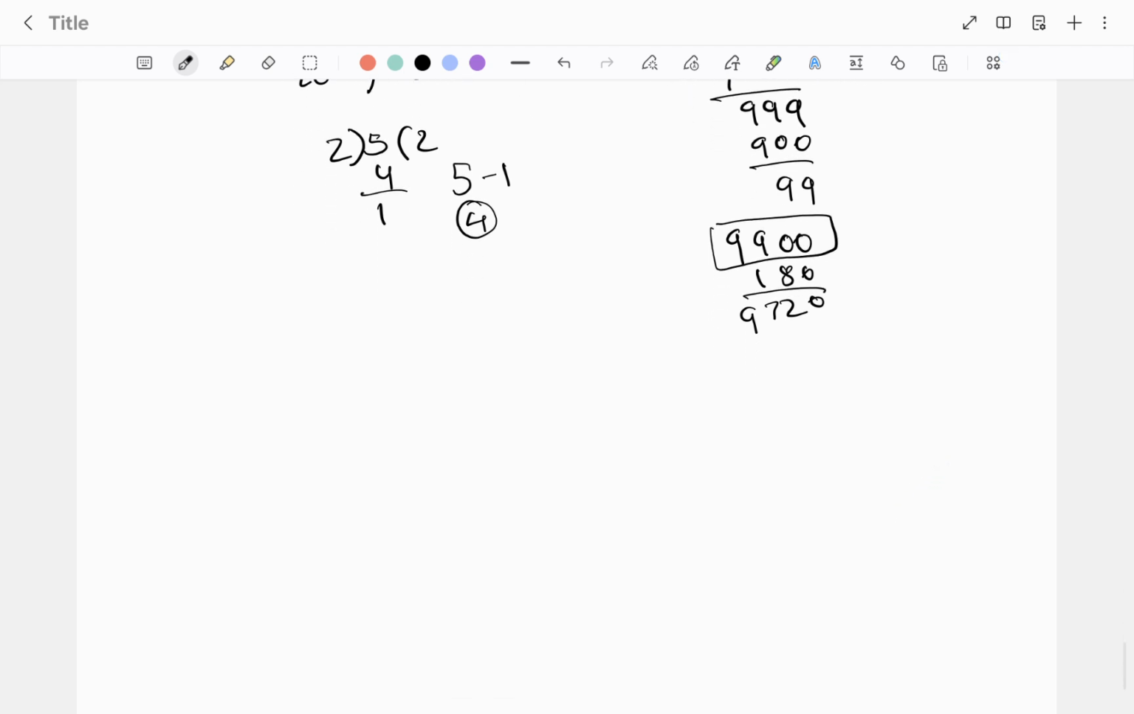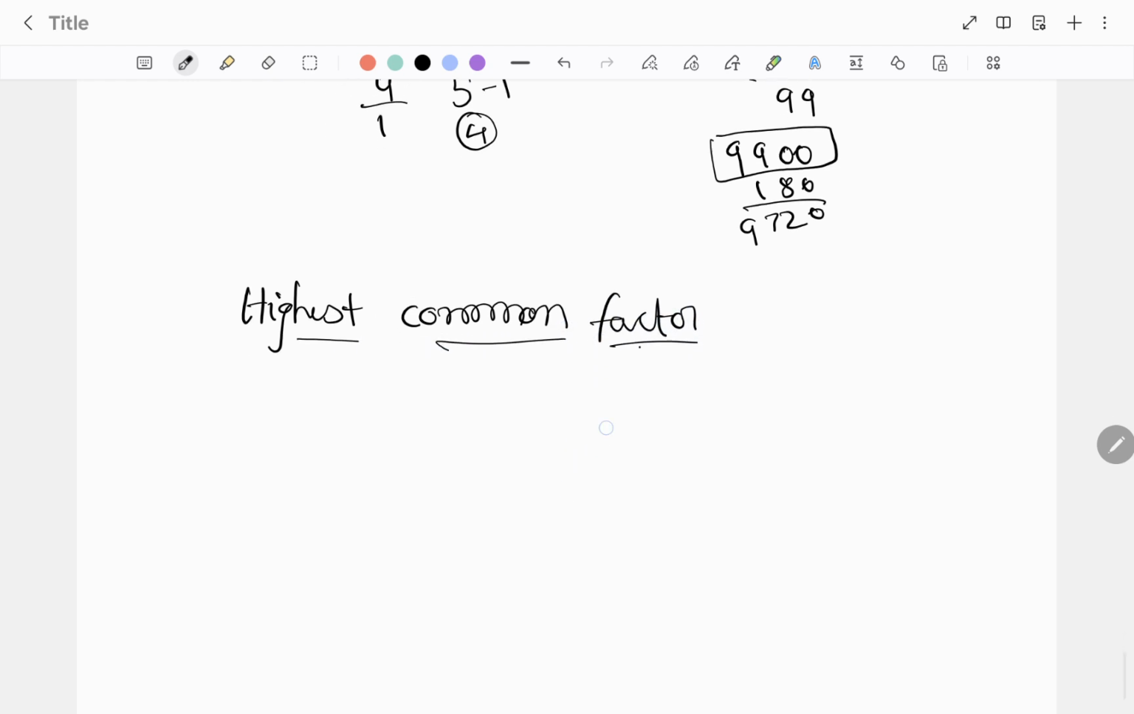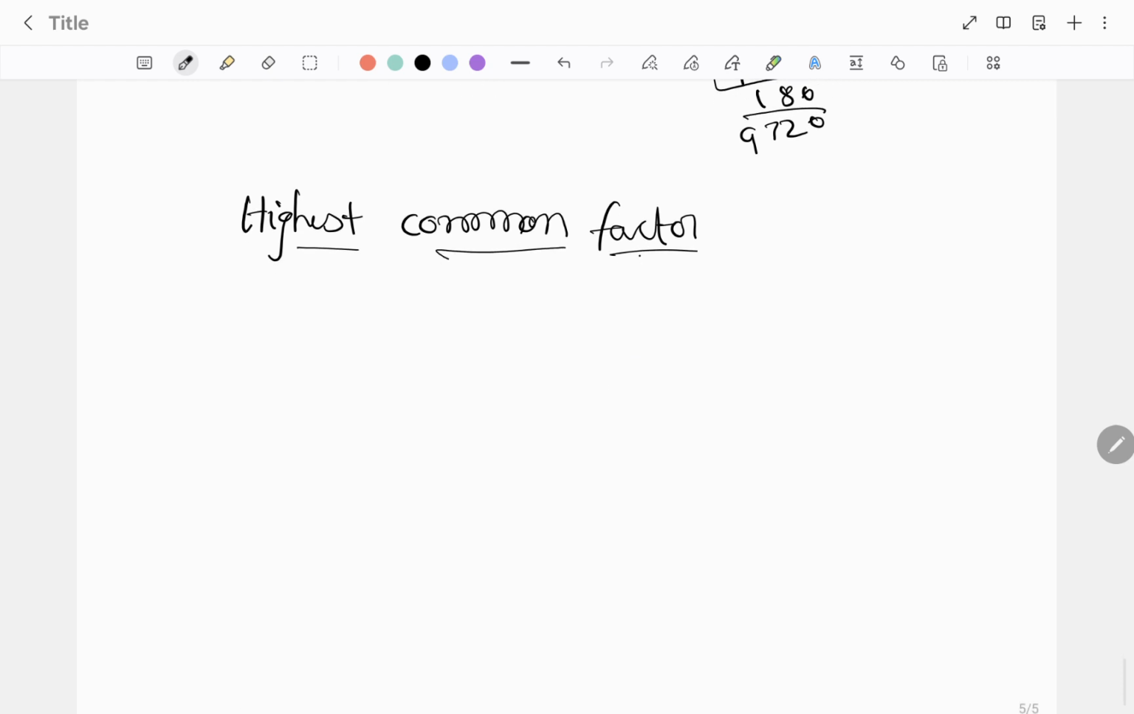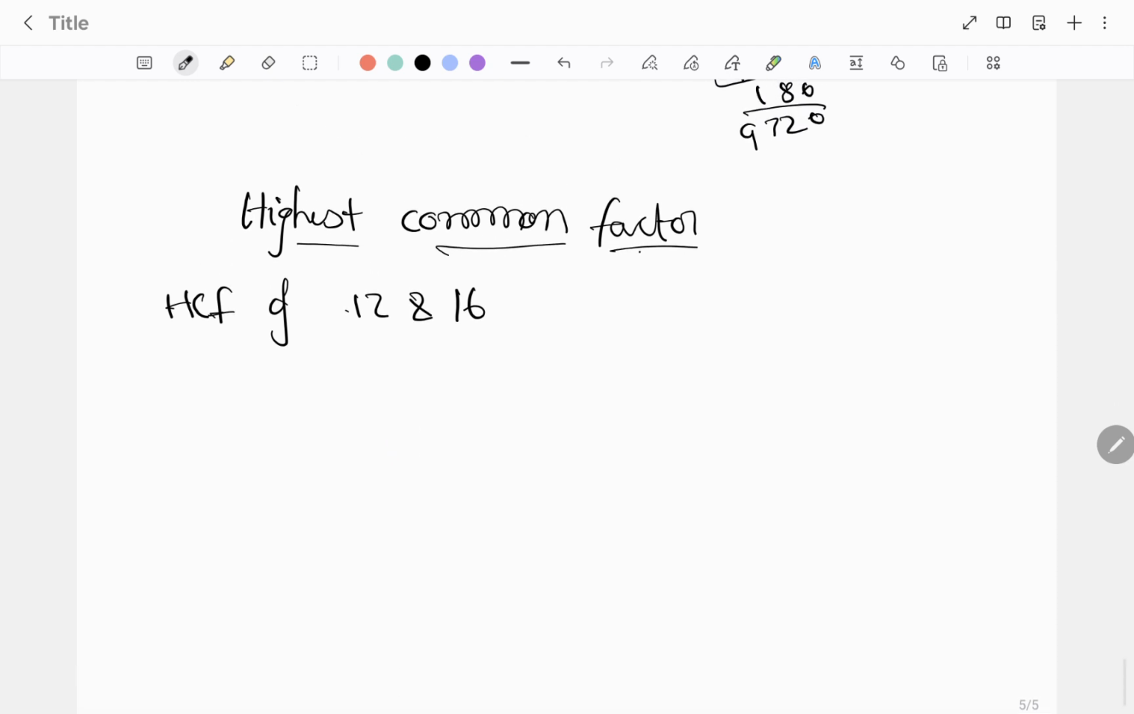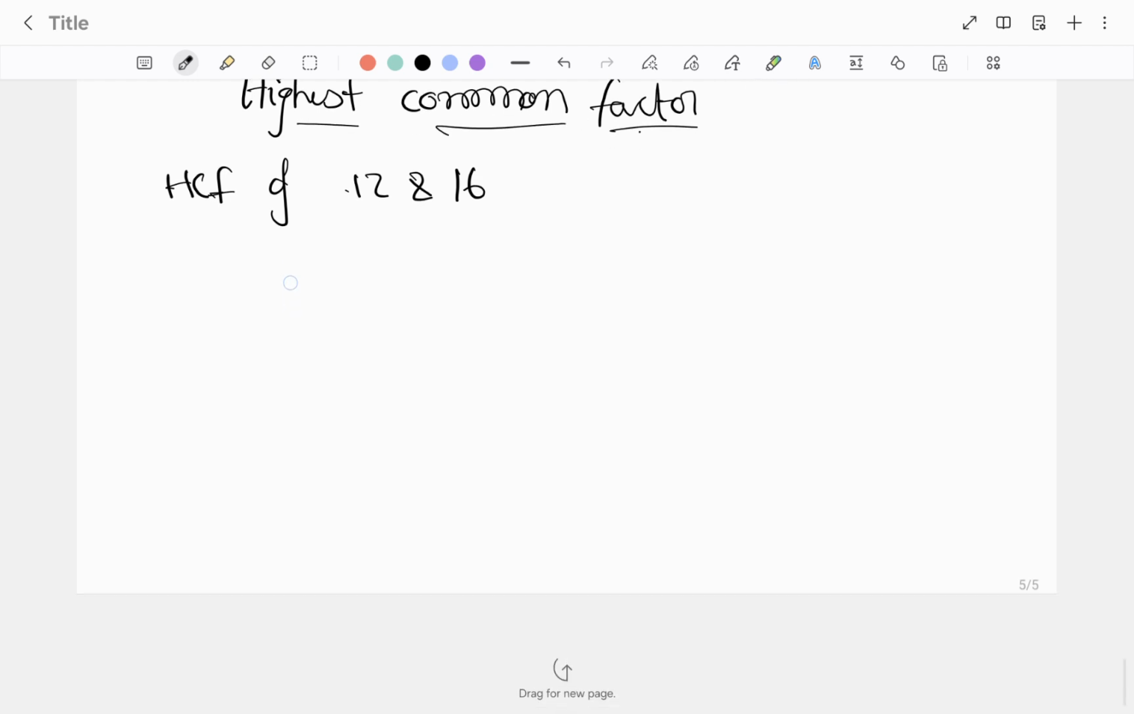Now we'll learn about HCF, the highest common factor. By the name LCM you understood, maybe now you can say what is the highest common factor. We will take the same numbers again, like the HCF of 12 and 16. Least common multiple means we wrote the multiples. Now for the highest common factor, we are going to write the factors.